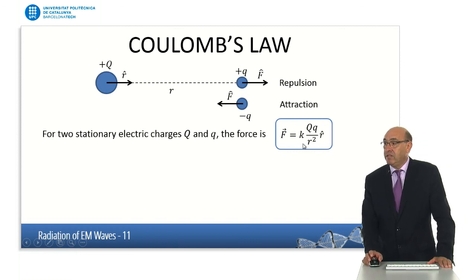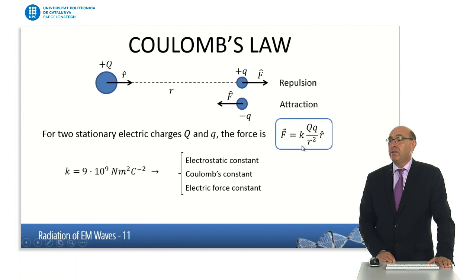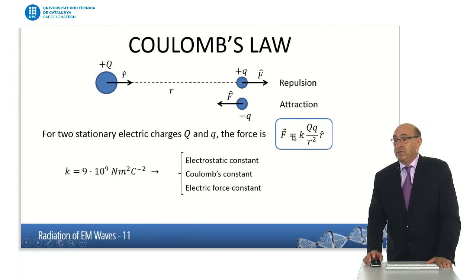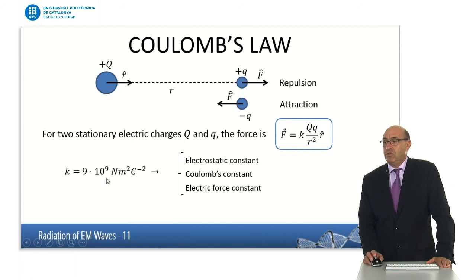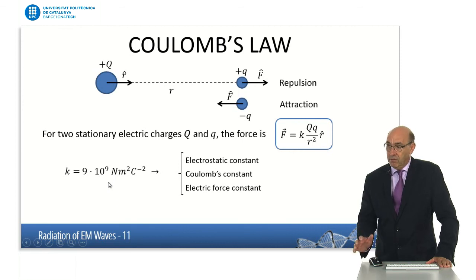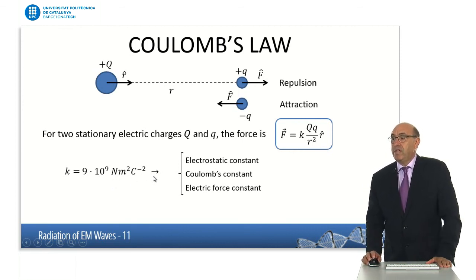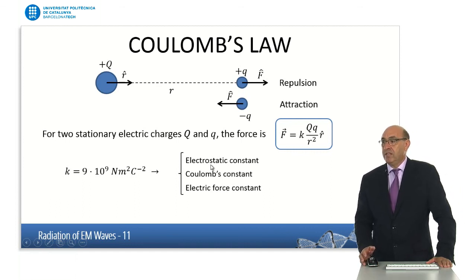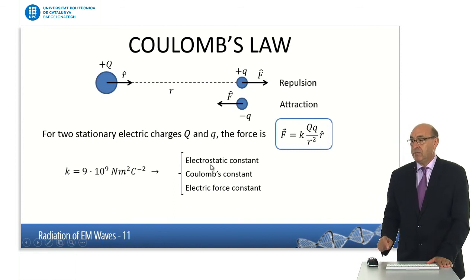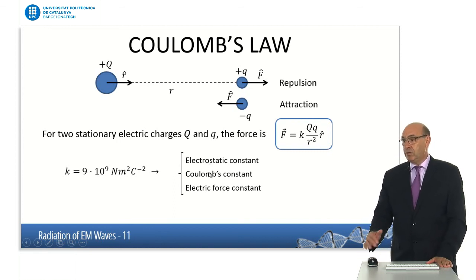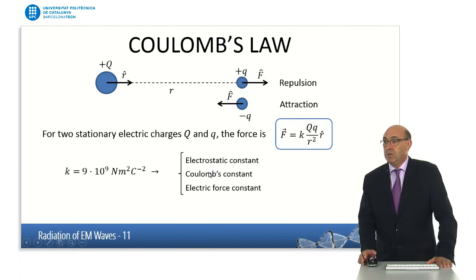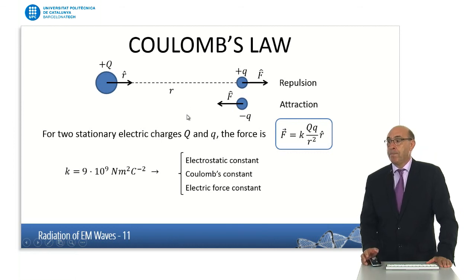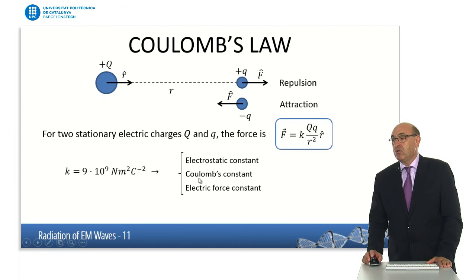And we have a constant here, and this constant is different to the one we saw before. First of all, it's quite large if you compare with the G of the gravitational constant. It has different units, and it receives different names. The first one that we may say, for historical reasons, is the electrostatic constant. Sometimes it's also called, in honor of Coulomb, Coulomb's force constant. Coulomb was a Frenchman who developed this and found this law. And sometimes it's also called the electric force constant.